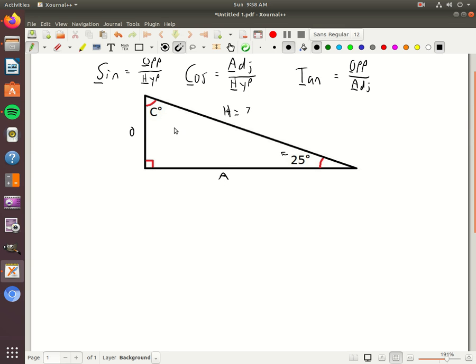The O I'm trying to solve. The H, I already know what it is, so this information might prove useful. So I'm going to use O and H. I go here, that's not O and H, that's not O and H, there's O and H.